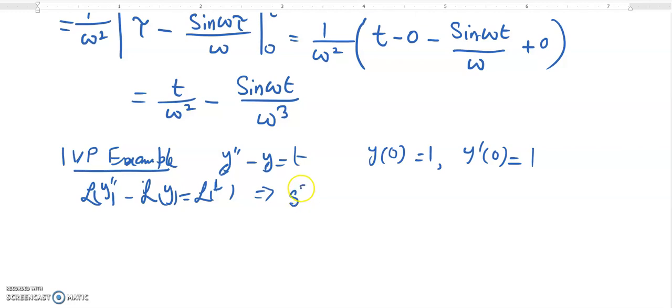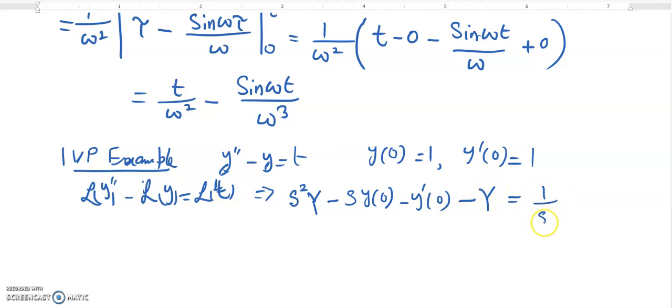So it will be s square times Laplace of y, which is represented by capital Y, minus s times y of 0 and minus y prime of 0. So this is the expansion of Laplace of y double prime. Minus Laplace of y is simply capital Y, and that is equal to Laplace of t. Laplace of t is 1 over s square. We have already derived the formula.